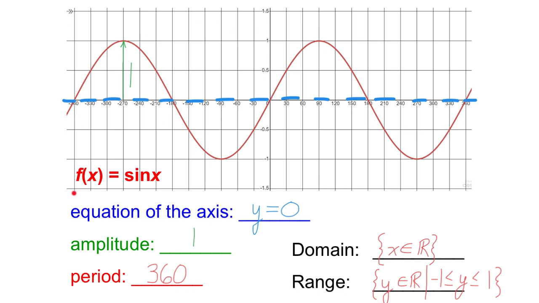Now you have a chart similar to this on your help sheet for the unit. So you should pause the video at this point and complete that section.